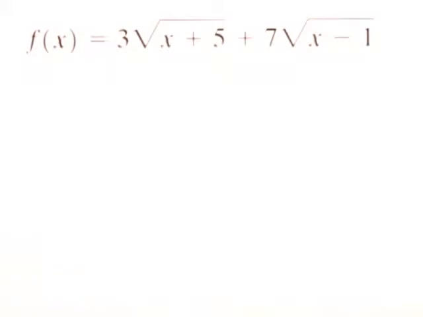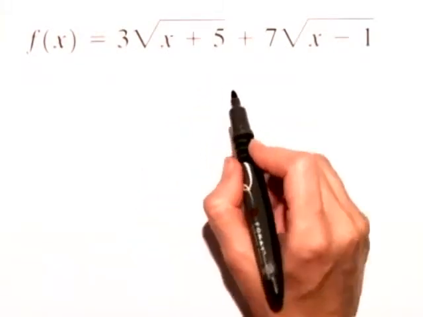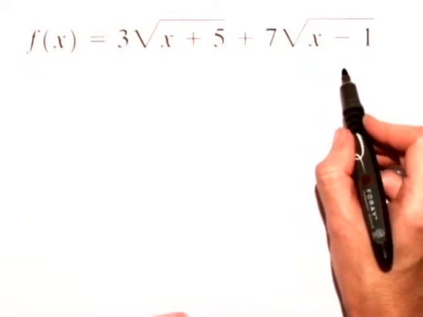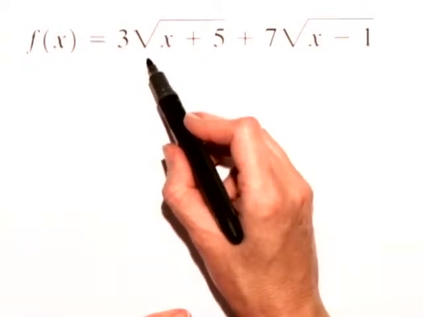For this example, we're asked to find the domain of a radical function. We have f of x is equal to 3 times the square root of the quantity x plus 5, plus 7 times the square root of the quantity x minus 1.